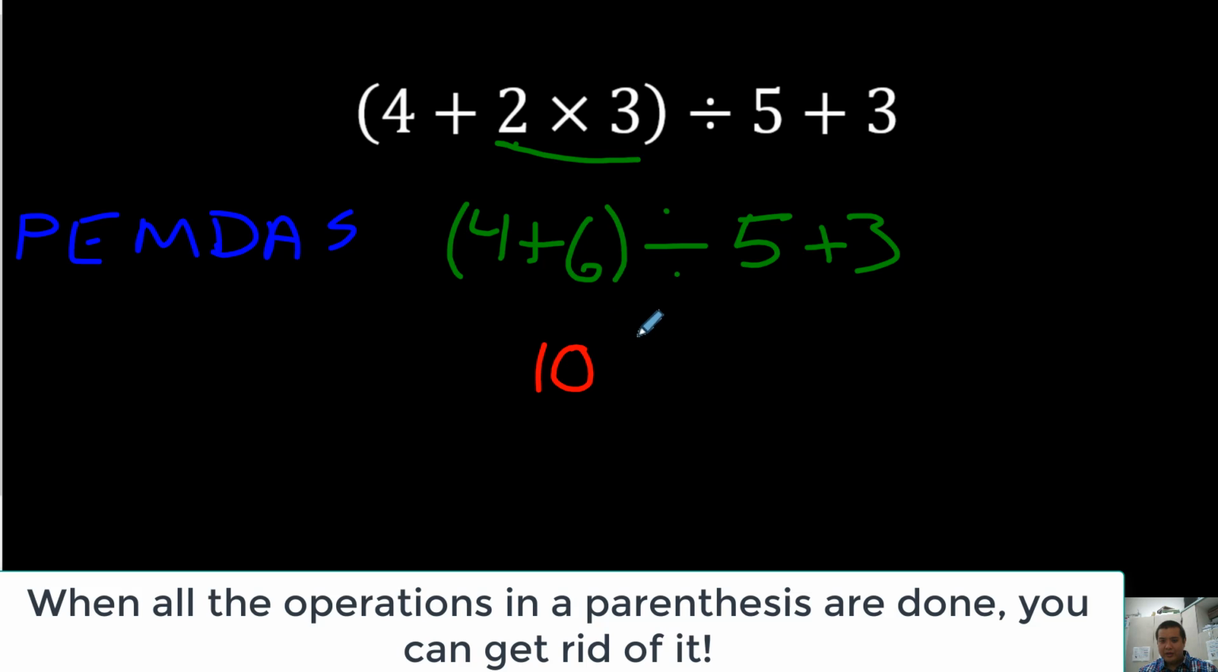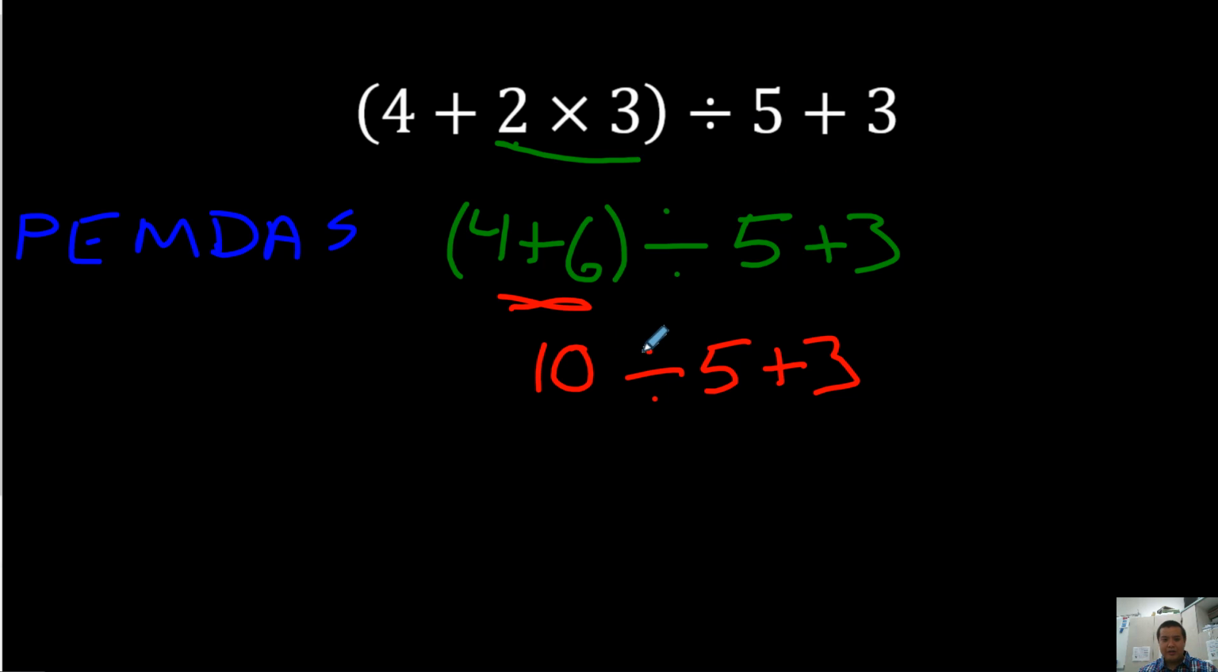So we get 10 divided by 5 plus 3. What we did was this part right here. We have two operations that are outside the parentheses, division and addition. Division is right here, addition is right here. So we're going to do 10 divided by 5 first, which is 2. Then we have 2 plus 3, which is 5. So the simplified version of this is 5.